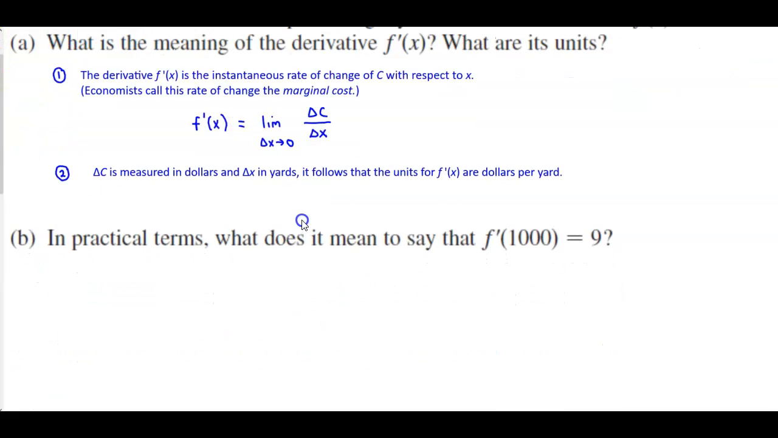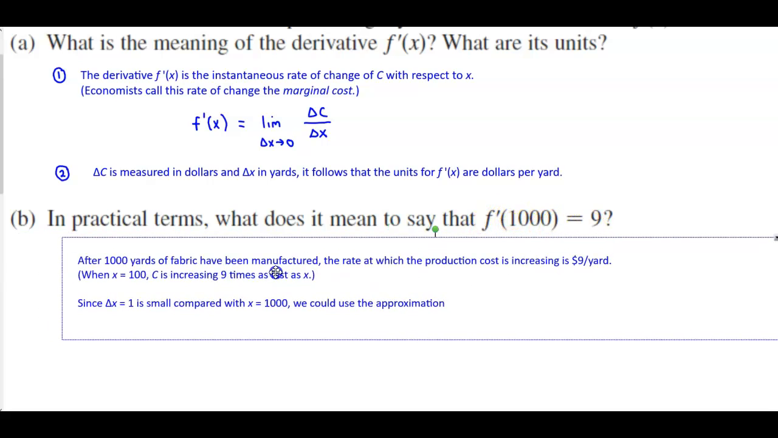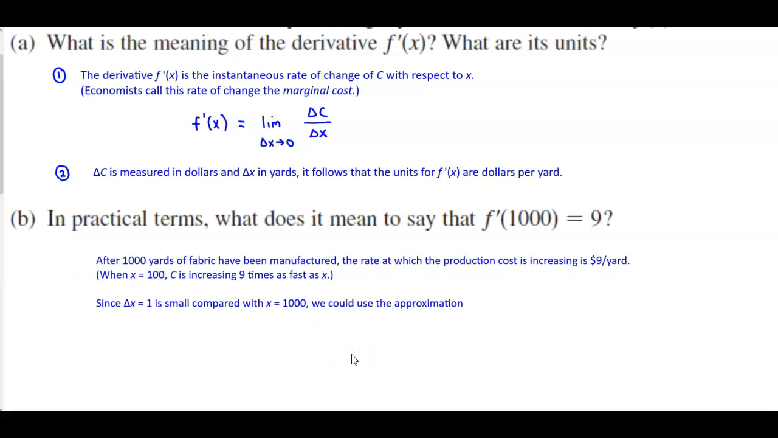So let's take a look at part B. In part B it says, in practical terms, what does it mean to say that F prime of 1000 is equal to 9? Well, basically what we're going to say here is that after 1000 yards of fabric have been manufactured, the rate at which the production cost is increasing is $9 per yard.